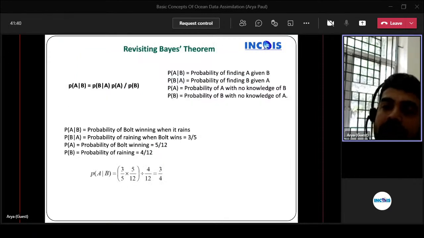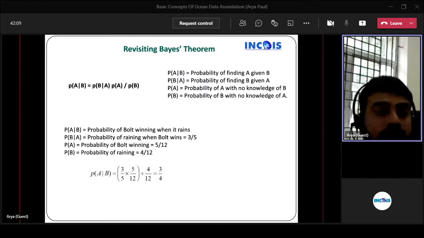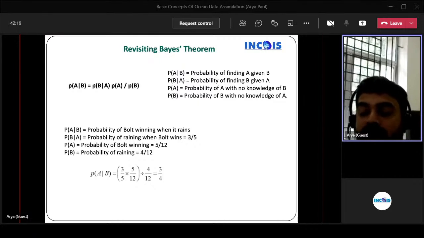If we do the same thing using Bayes' theorem, what are we going to do? The probability of Bolt winning when it rains is what we want to find out. Now the probability of rain when Bolt wins is 3 out of 5. Out of 5 wins, on 3 days it was raining. So it's 3 by 5. What is the probability of Bolt winning given that I have no knowledge of rain? Bolt has won 5 times out of the 12 races it competed in. So it's 5 by 12. And what's the probability of rain? It rained on 4 out of 12 days. It's 4 by 12.